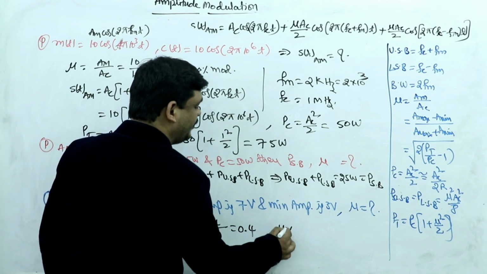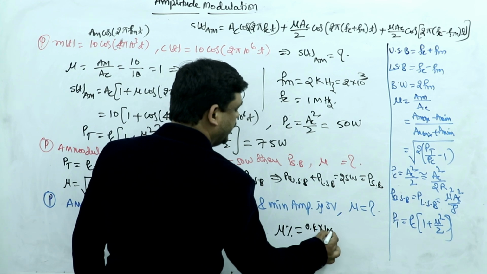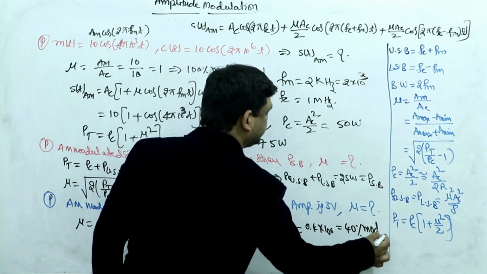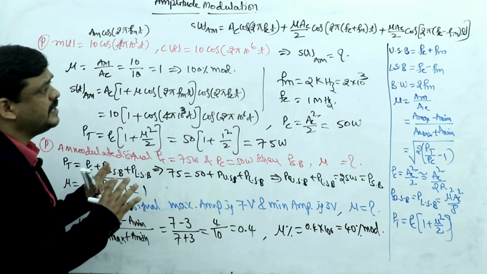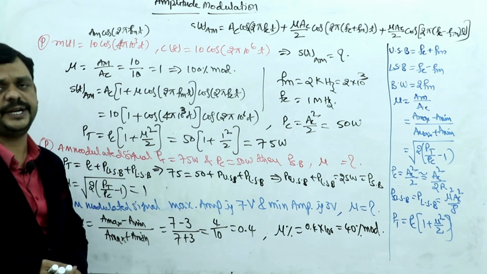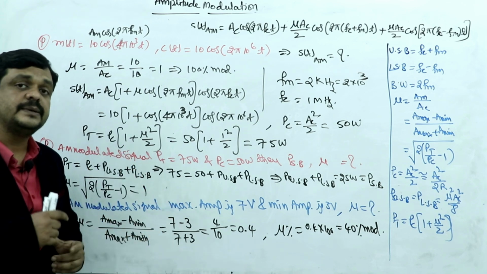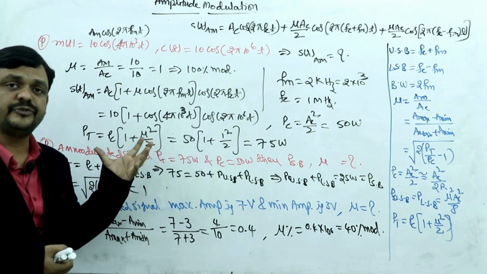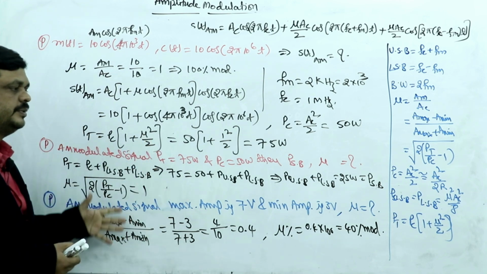Then the percentage of modulation is how much here? 0.4 into 100, then it becomes 40% modulation. These are the different types of questions expected from the AM modulated signal. Up to now we have discussed time domain representation. Similarly, we have to discuss frequency domain representation, and how to draw the complete frequency spectrum of the AM modulated signal. Right? So please take this now.